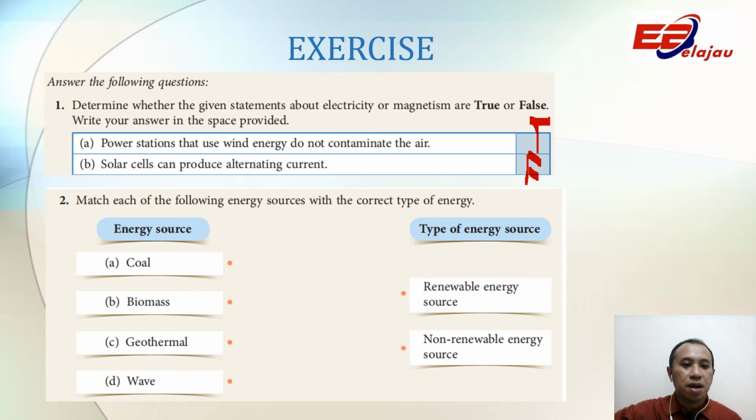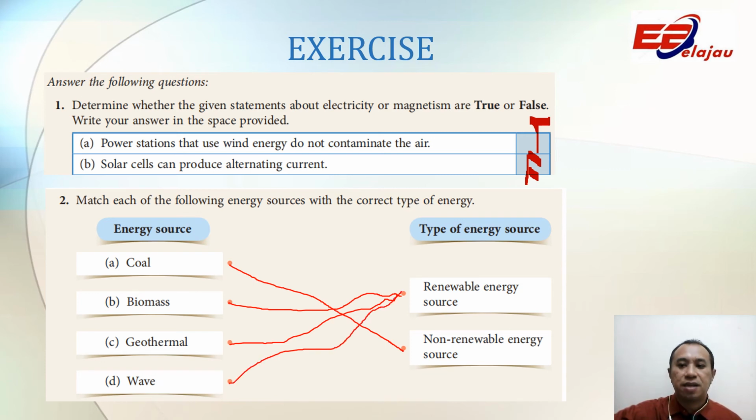Okay, number 2. Match each of the following energy sources with the correct types of energy. Coal is a non-renewable energy. Biomass is a renewable energy. Geothermal is a renewable energy. And wave is a renewable energy.